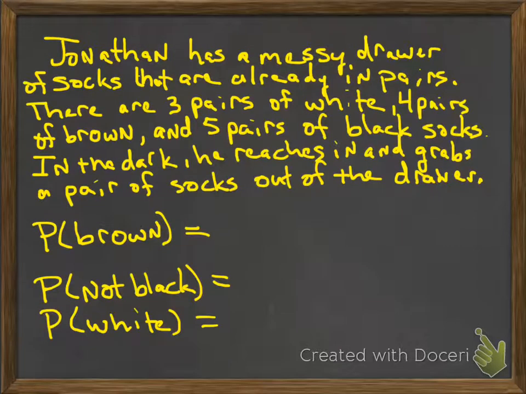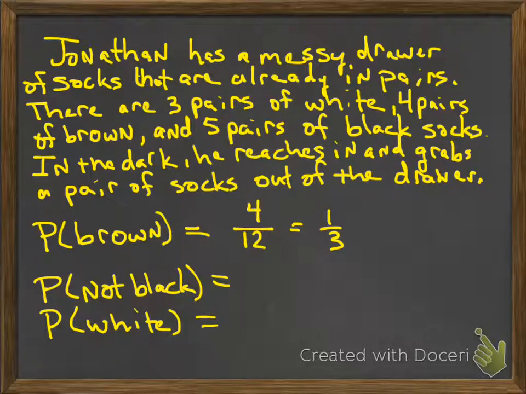So let's look at another example. Jonathan has a messy drawer of socks that are already in pairs. There are 3 pairs of white, 4 pairs of brown, 5 pairs of black socks. In the dark, he reaches in and grabs a pair of socks out of the drawer. So what's the probability that he's going to get brown socks? Well, let's see. Okay, if you add 3 plus 4 plus 5, you get 12. And the probability of getting brown socks, well, there's 4 brown, so that's 4 out of 12, which could be simplified to 1/3.